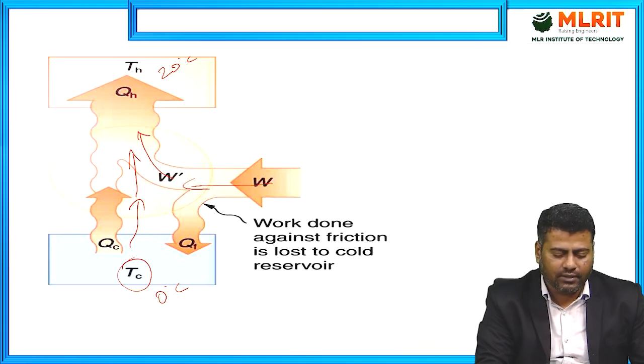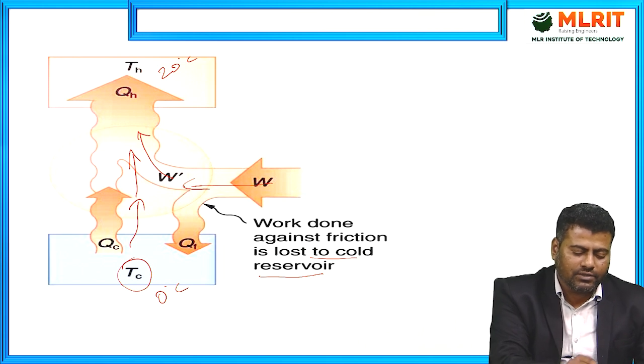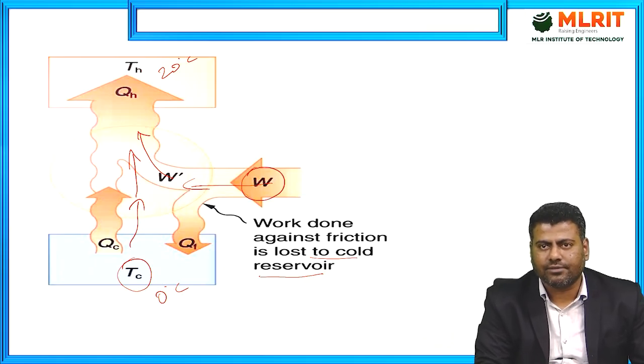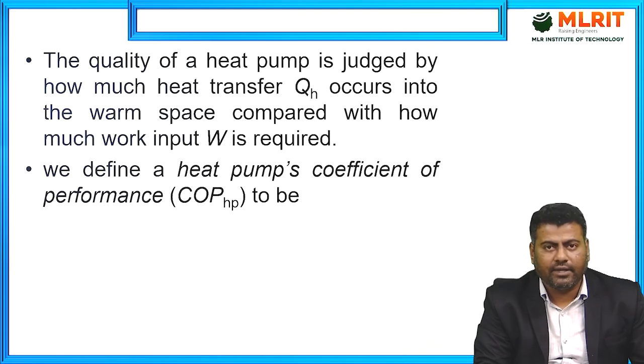So this is the work done against friction, which is lost to the cold reservoir. Which means whatever ideal condition work done we have assumed, apart from that I am supposed to do more work if I include these friction losses also. That is what it states. So this is about the heat pump, the schematic diagram. For the heat pump, the quality of the heat pump is nothing but again the performance parameter.